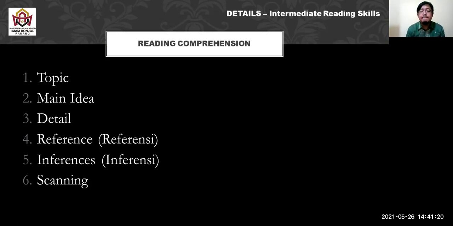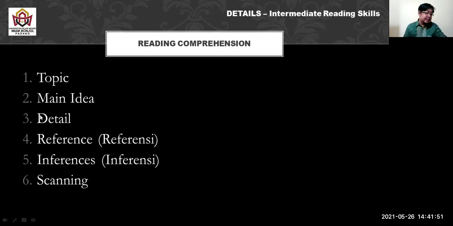Now, basically, materi tentang ini berkaitan dengan reading comprehension, involving six items or six objects. The first one is topic. Yang kedua adalah main idea, yang ketiga detail, yang keempat referensi, yang kelima inferensi, yang keenam adalah scanning. Nah, kita fokus ke sini, ke detail.